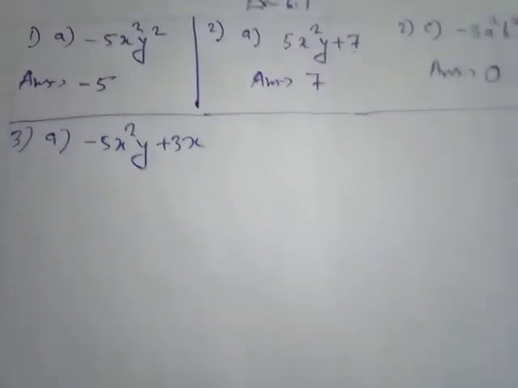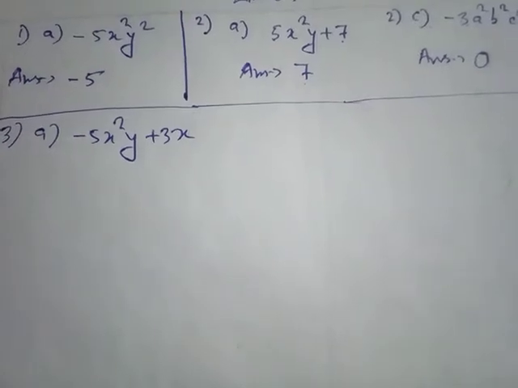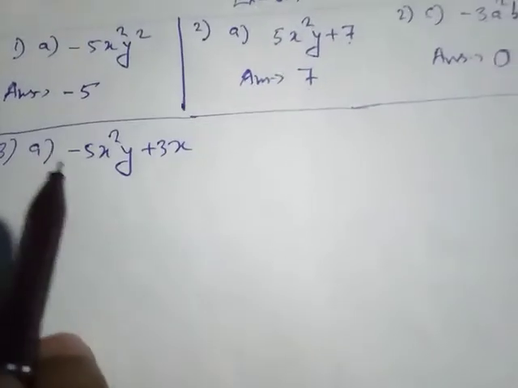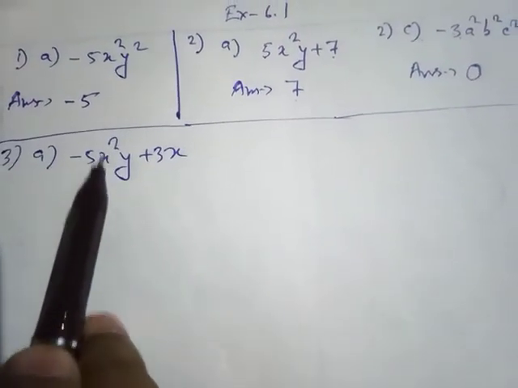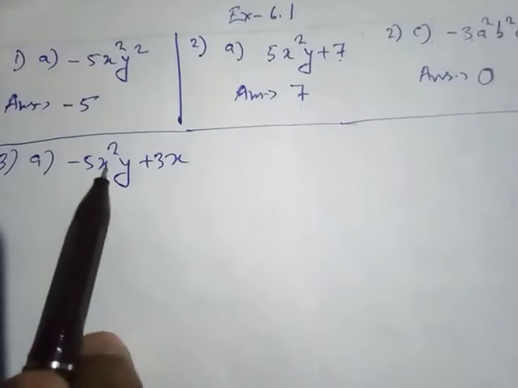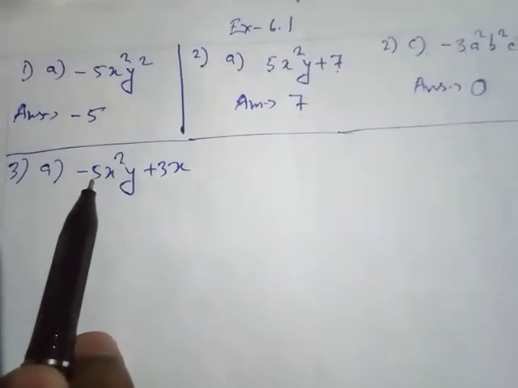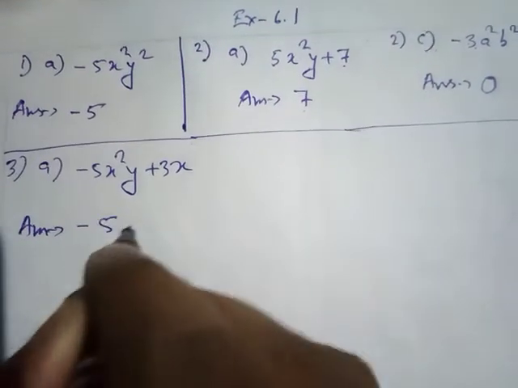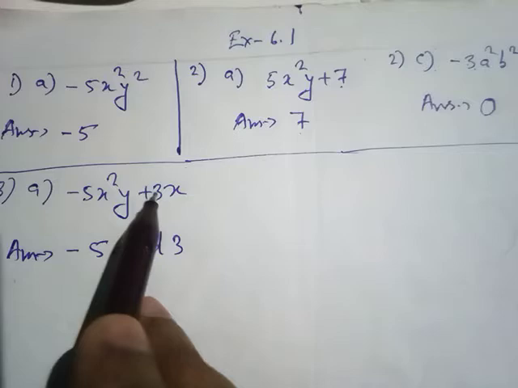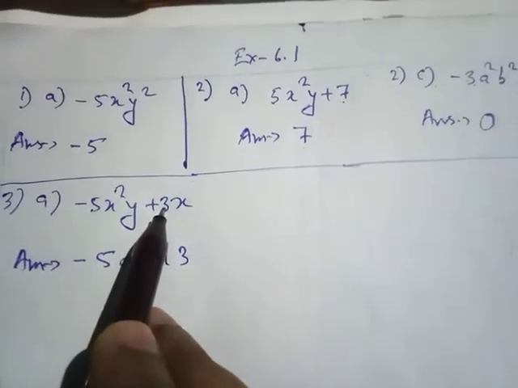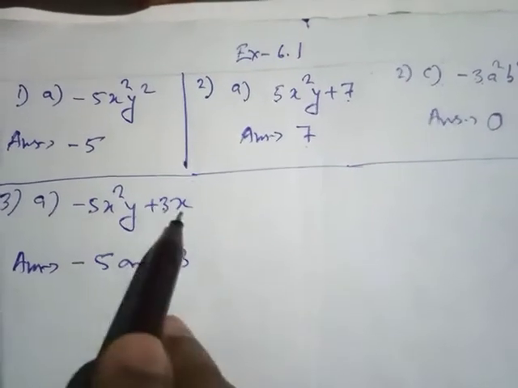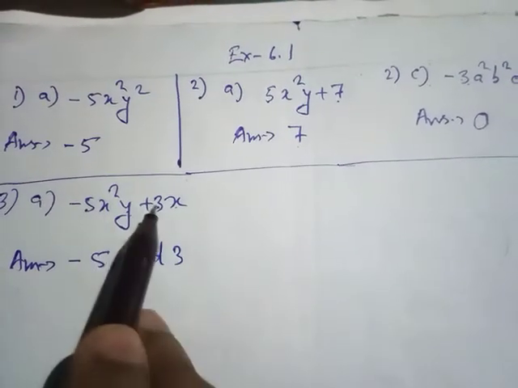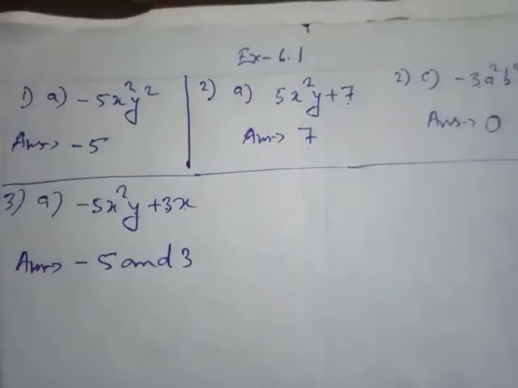Next, question number 3. Write the numerical coefficient of the following expressions. First is minus 5 x square y plus 3x. Here minus 5 is the numerical coefficient, and 3 is also a numerical coefficient. So we write the answer as minus 5 and 3. These two are numerical coefficients because they go with the variables: minus 5 with x square y, and 3 with x.